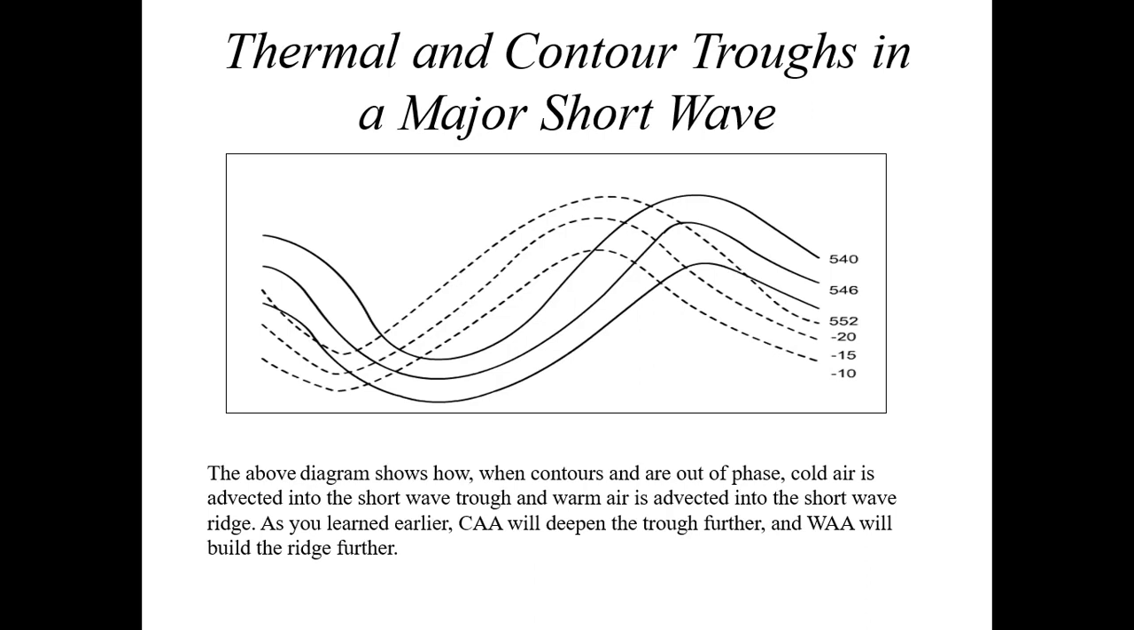In this case, when we're out of phase, we're going to get colder air advected into the shortwave trough, and then the warm air is going to be advected into the shortwave ridge. And so cold air advection ultimately is going to deepen the trough, and then warm air advection is going to build the ridge. And then we're going to have amplification of that wave, the shortwave, over time due to this out-of-phase relationship. Colder air pouring into the trough, warm air moving into the ridge, and you're going to get a greater amplitude to the wave over time.